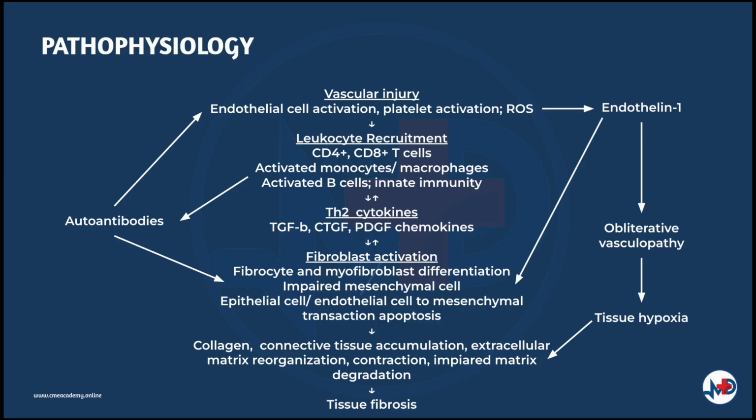Both activated endothelial cell and immune system activate fibroblasts, which will overproduce collagen, enhance proliferation, matrix, and synthetic function. These cause collagen and connective tissue accumulation, reorganization, and impaired degradation of extracellular matrix and contraction. All these processes will then result in tissue fibrosis.